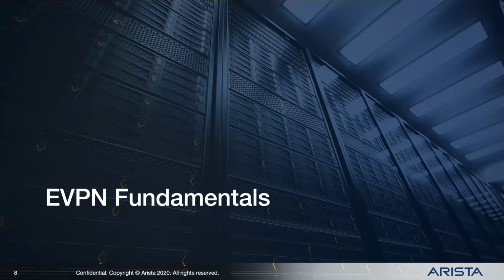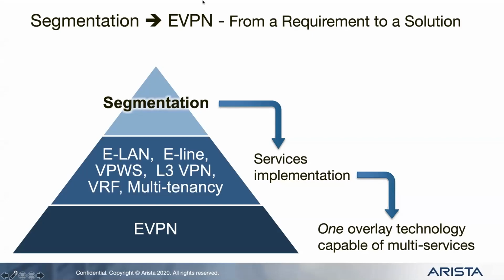I'll start with the EVPN fundamentals for covering the use case of segmentation. So segmentation is a high-level requirement, and that's being delivered through different services, whether it's ELAN, E-line, pseudo wires, L3 VPN, locally you would have VRFs and multi-tenancy. And all these services will be delivered by EVPN as a new single overlay technology that will be capable of supporting all those different services to the end goal of segmentation.